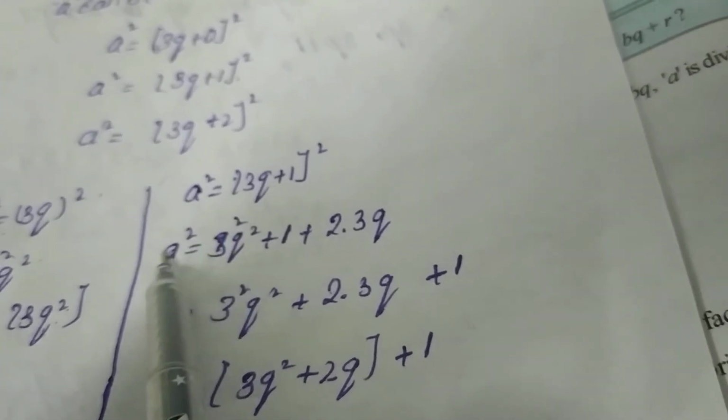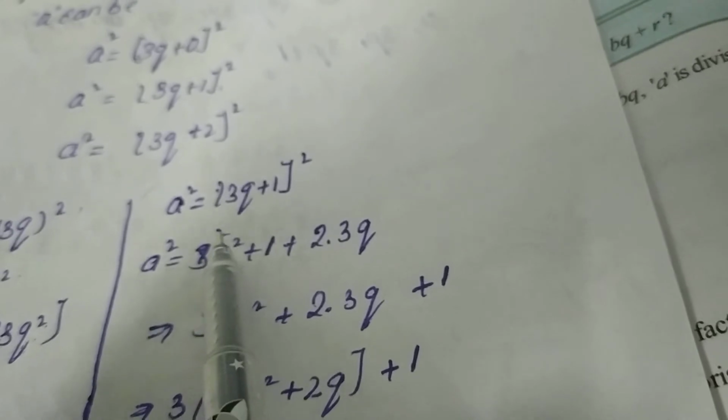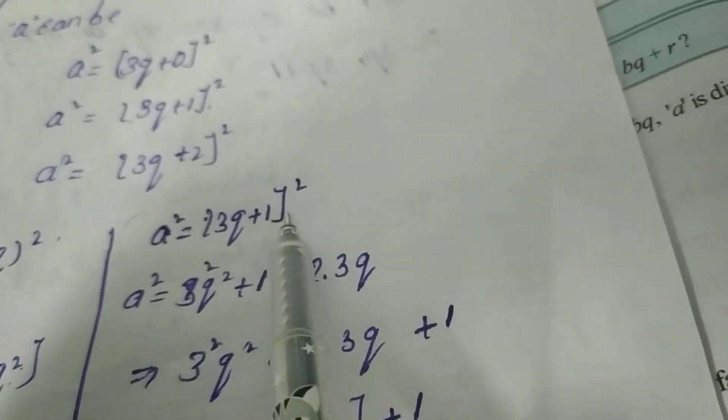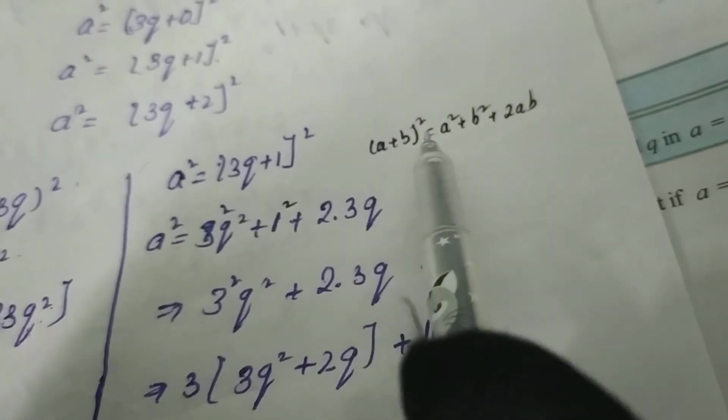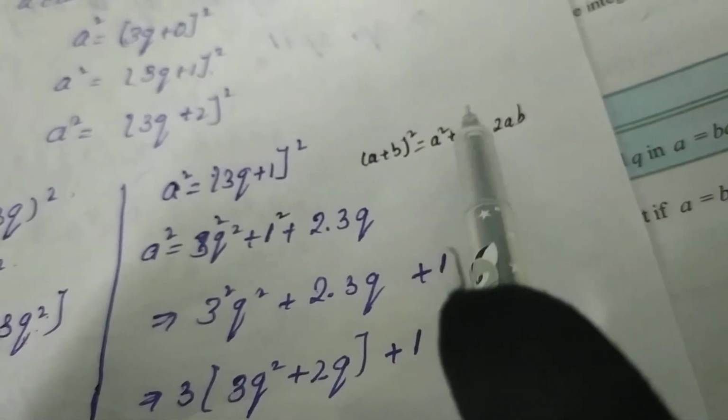Okay. A square is as it is. Here we are applying the (a plus b) whole square formula. What is the formula? a square plus b square plus 2ab.